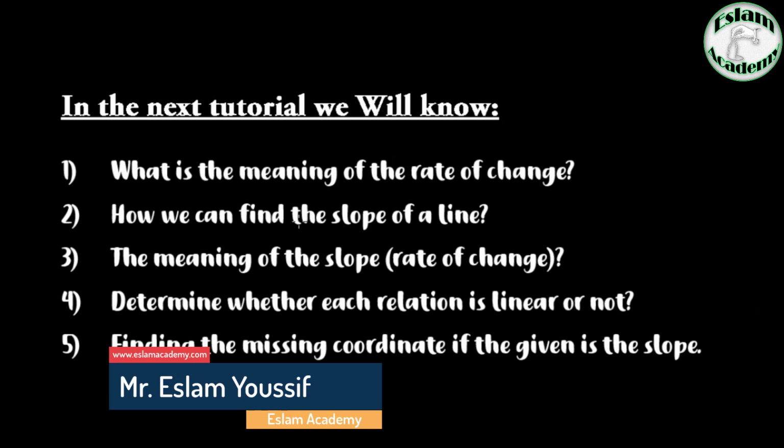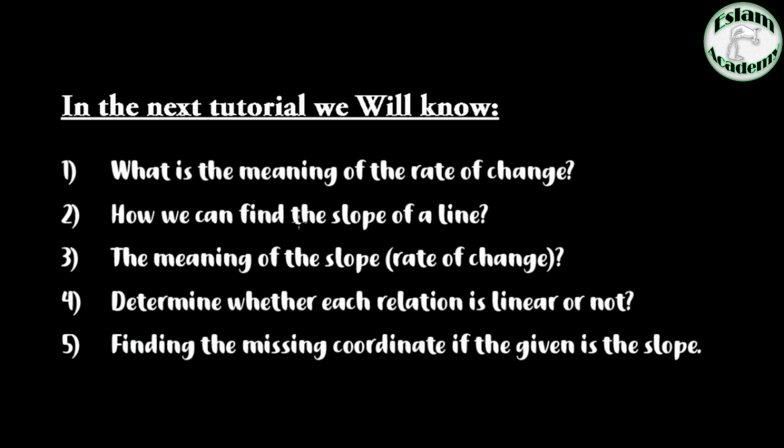In the next tutorial, we'll learn the meaning of the rate of change, how we can find the rate of change, the meaning of the slope, determining whether the relation is linear or not, and finding the missing coordinate if the given is the slope.